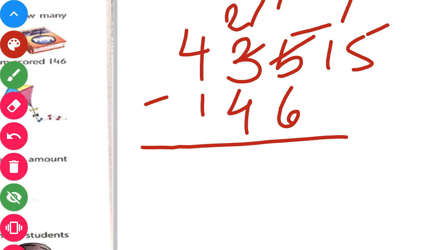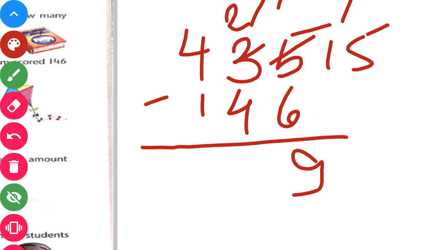Now, count after 6 to get 15. 7, 8, 9, 10, 11, 12, 13, 14, 15. What you have got? 9. Now we are having 2 at tens place. Count after 4 to get 2. 5, 6, 7. But we cannot subtract 4 from 2.